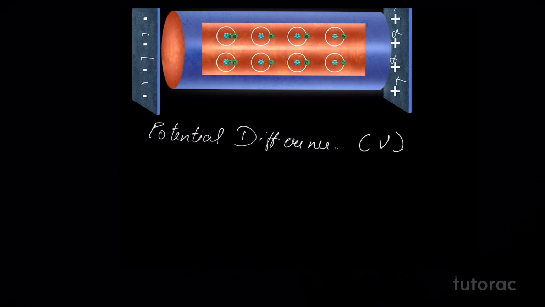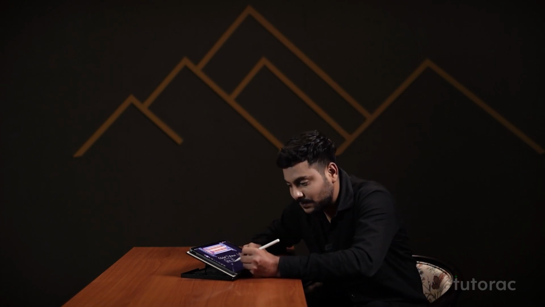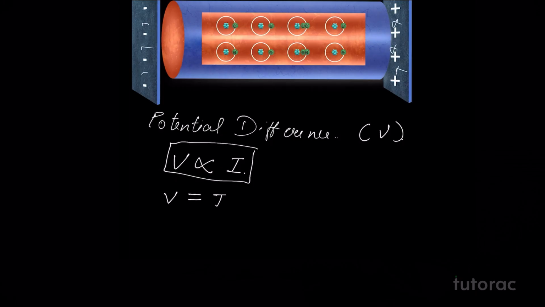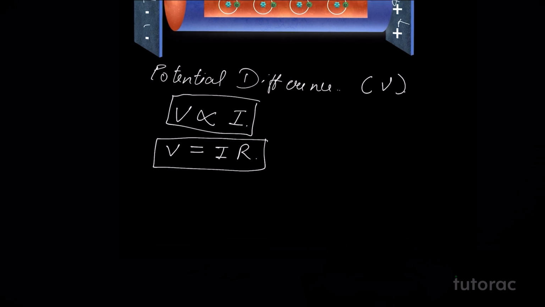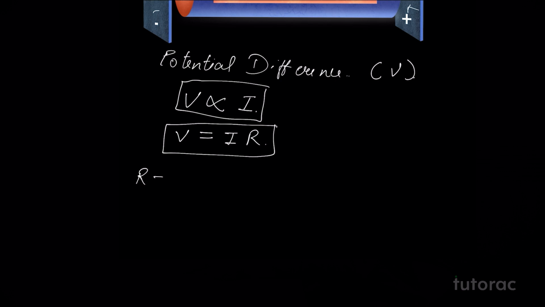What he got was that V, the potential difference in any conductor, comes out to be directly proportional to the current, I. Now, to remove this proportionality sign, all of us know we just have to put in a certain constant. So I'll write it as V equals I R. R here is a constant. We call this R electrical resistance.